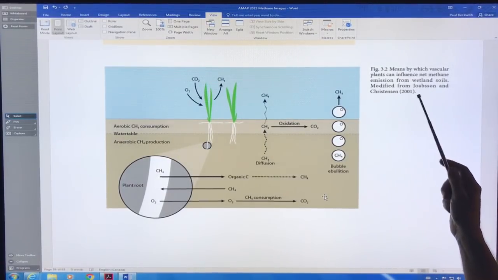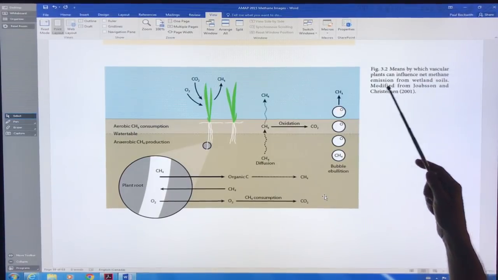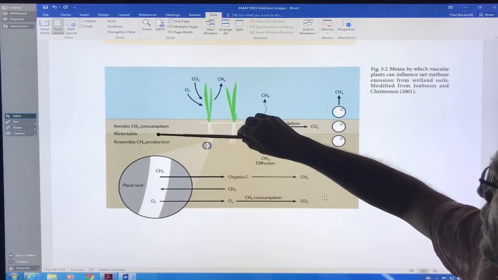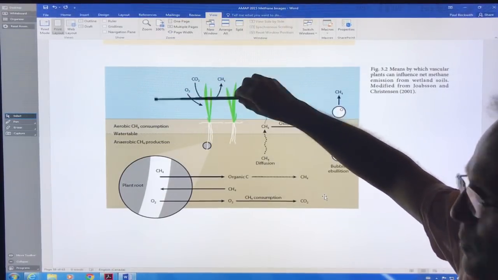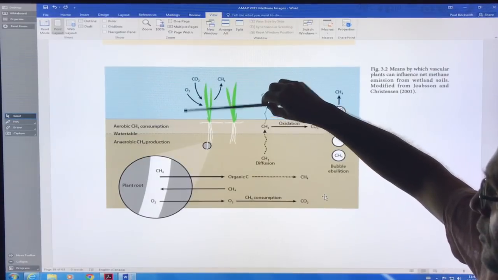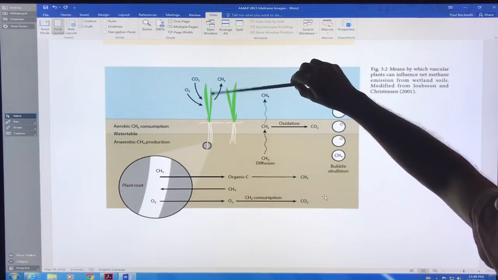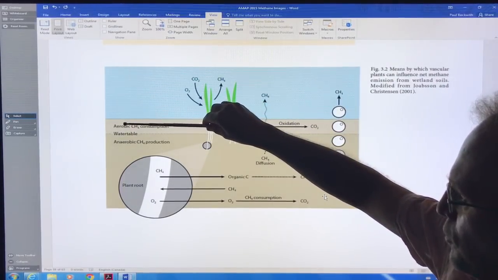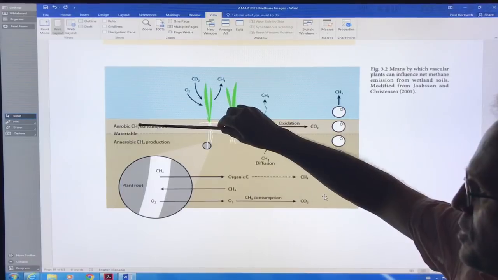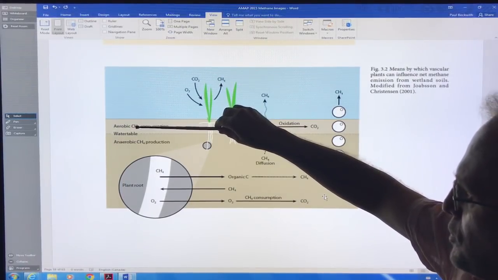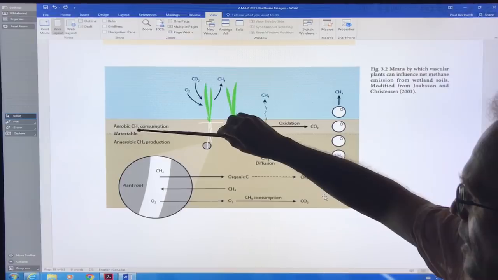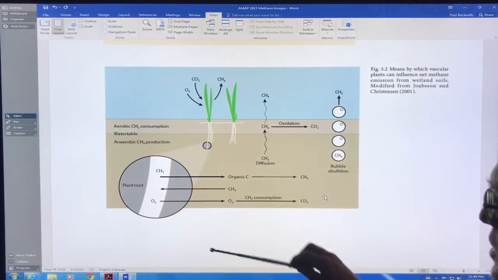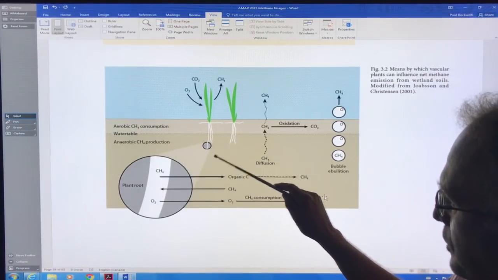So plants can influence the methane emission, vascular plants. Here you're near the surface, and there could be a bit of water. There's oxygen available. There's CO2 available in the air. There's aerobic CH4 consumption. So there's oxygen available, and the methane produced is consumed. This is a water table. Below the water table, there's less oxygen. It's anaerobic methane production. This is a plant root.